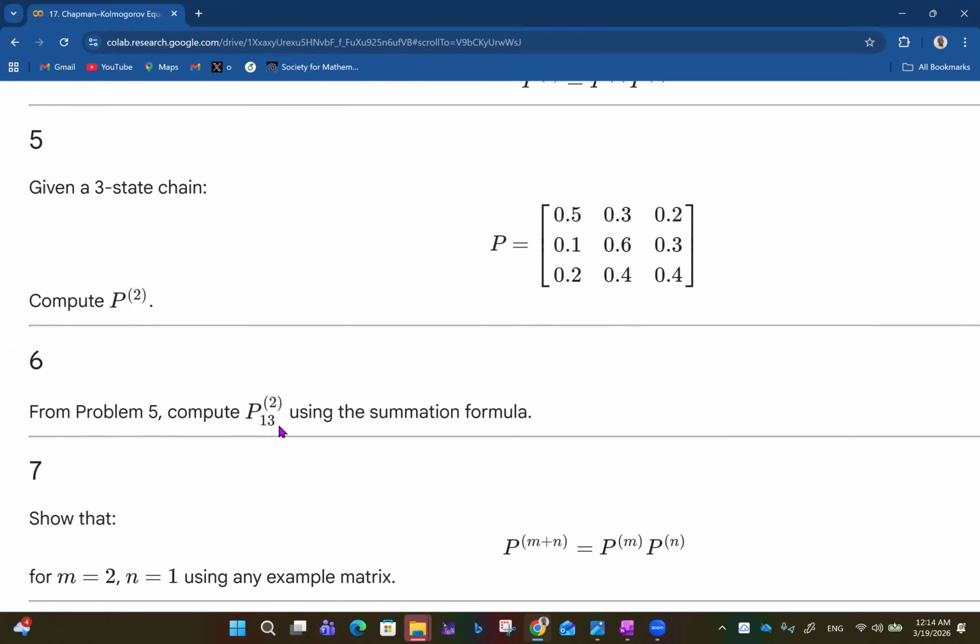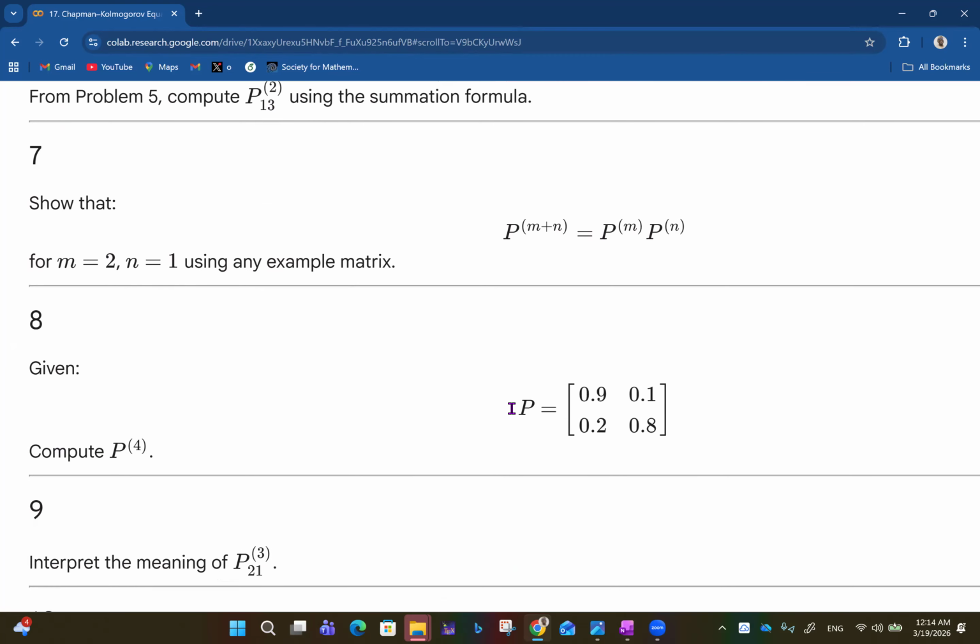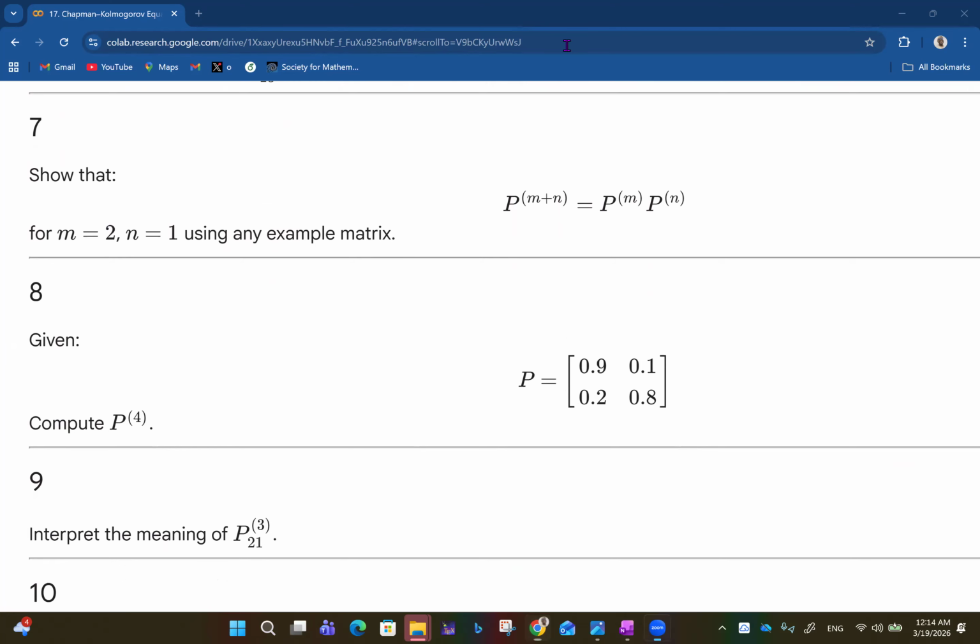From problem 5, compute P13 using the summation formula. Even if you don't use the summation formula, once you square this, you can just read off 1, 3 and you're good to go. But since you're told to use the summation formula, it is what I just finished doing, that P1, 2, 2 thing, where you do P11, 1, 2, and all of that. So show that PMN is this for M equals N and N is 2.